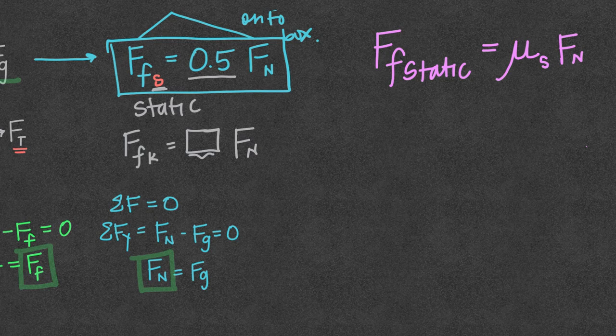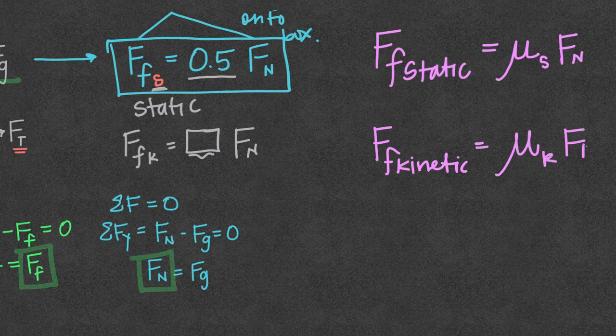And similarly, our force friction kinetic will also be mu k times force normal. Now it always takes more force to get something going than to keep it going. And so mu static is always a greater number than mu kinetic.